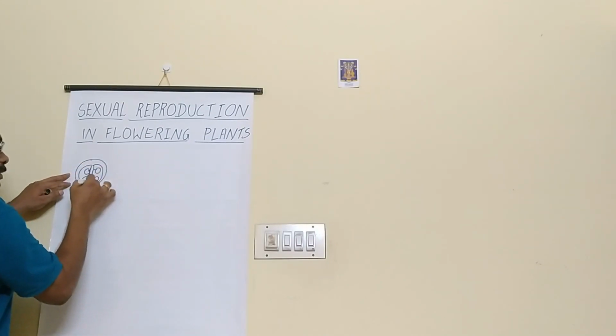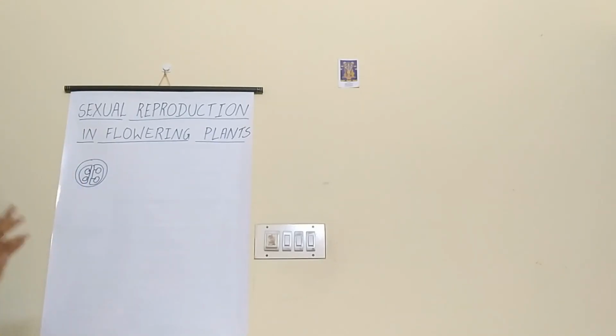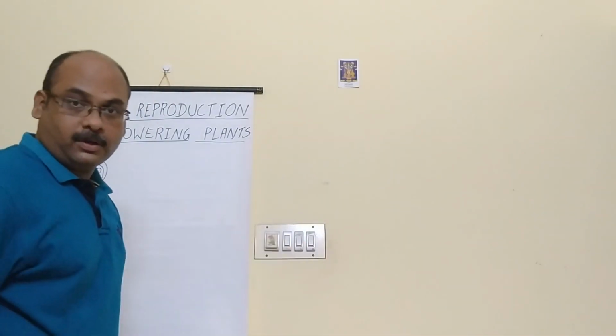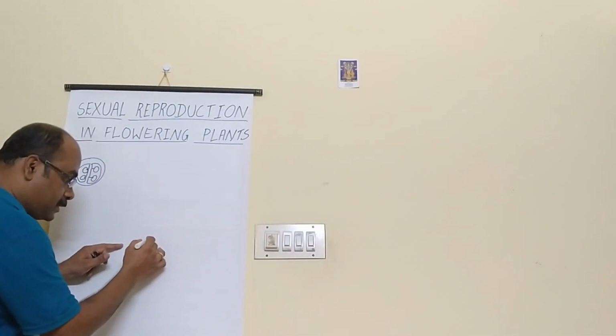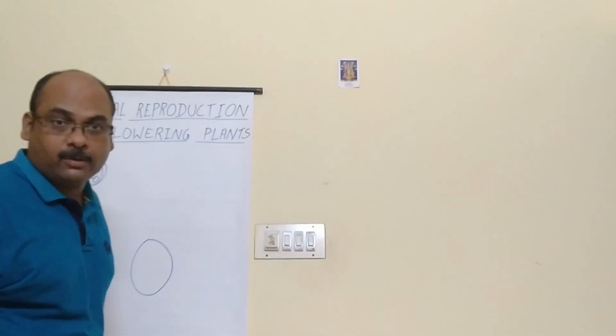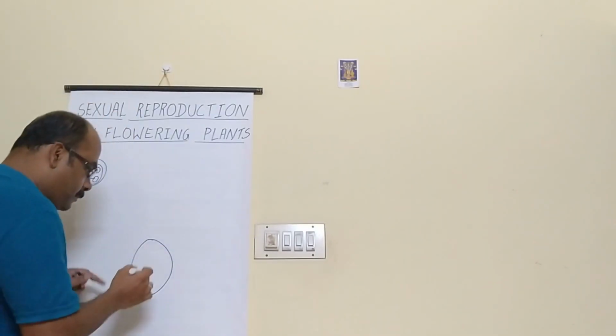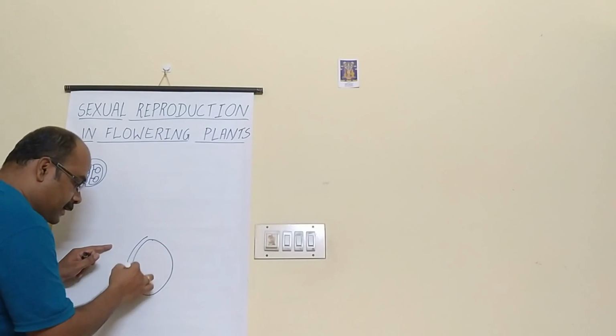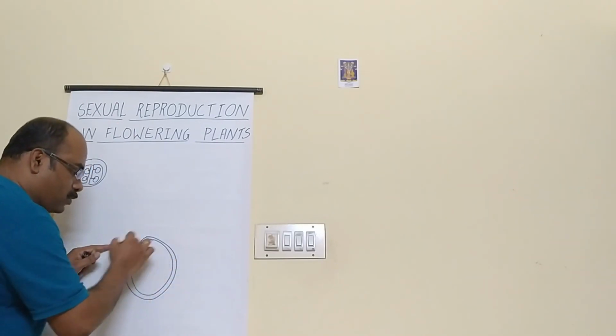Some structures were there like this bubble-like structure inside the ovary. That is called ovule. So we will draw the enlarged structure of this ovule here. There is a sac where the embryo is formed, called the embryo sac. Surrounding the embryo sac, there is a parenchymatous tissue, the nucellus.